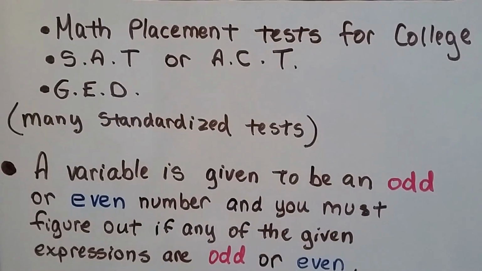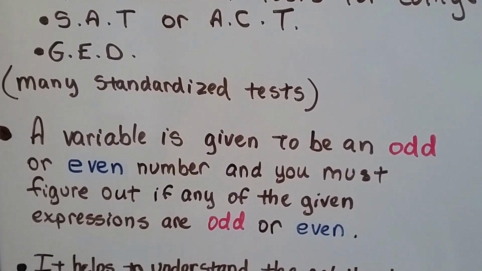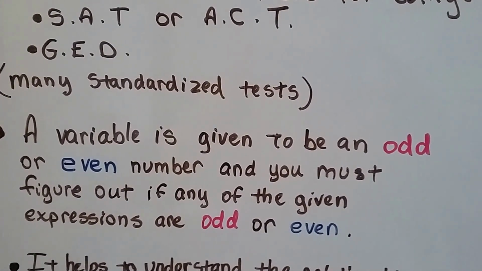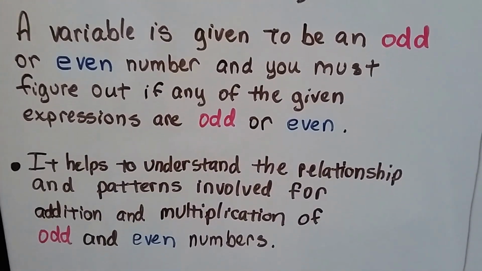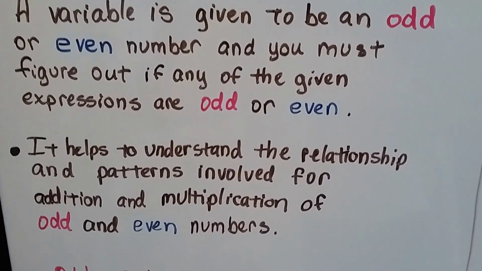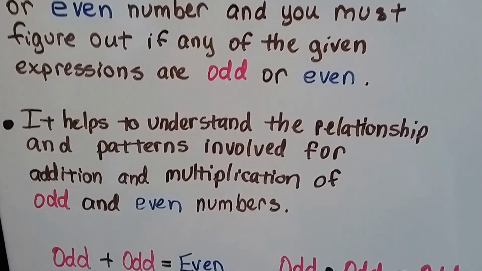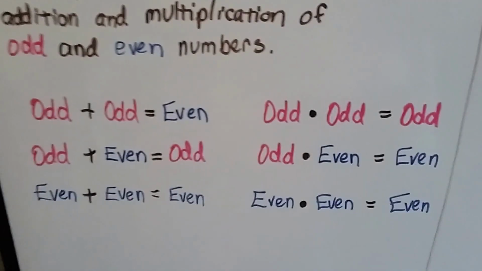A variable is given to be an odd or an even number, and you must figure out if the given expressions are odd or even, or if the variable is odd or even if it doesn't tell you which one it is. And it helps to understand the relationship and patterns involved for addition and multiplication of odd and even numbers. So I have a little chart here.